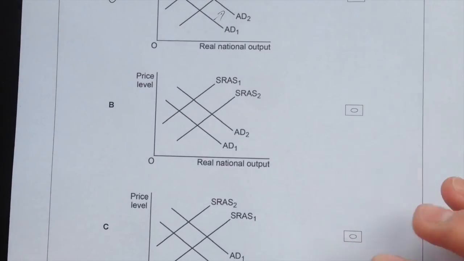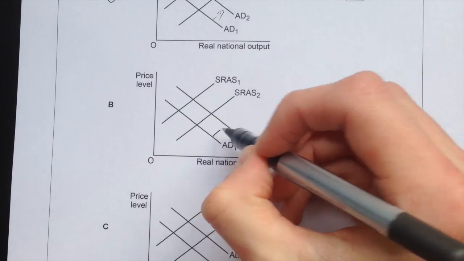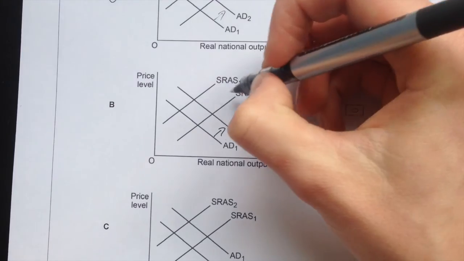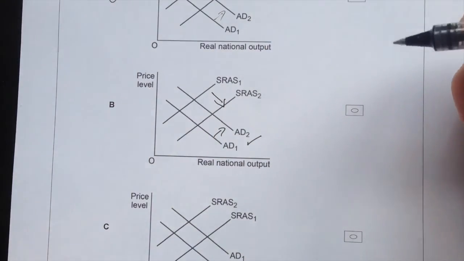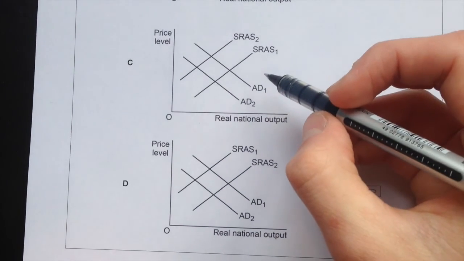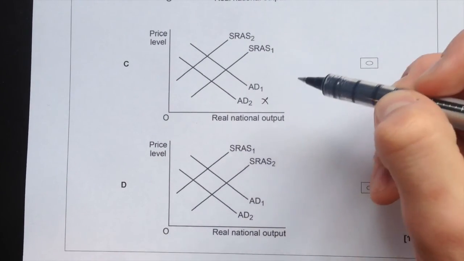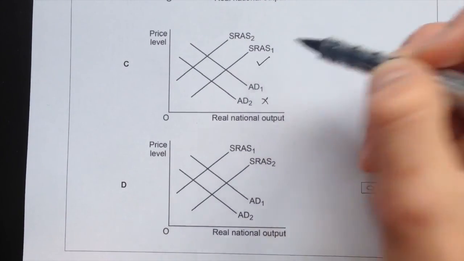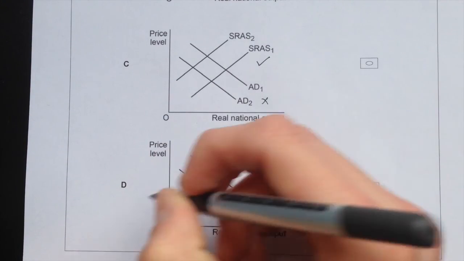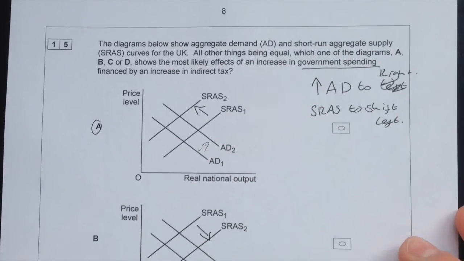If we go to B, our AD is correct, but our SRAS is actually going the other way, so that's wrong. And then for C, AD goes the wrong way, and SRAS does go the right way, and D, both go the wrong way. So the only answer to this one is A.